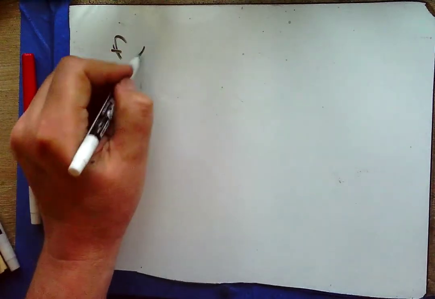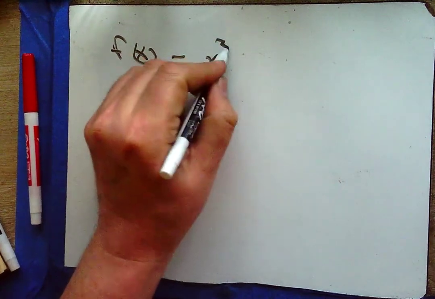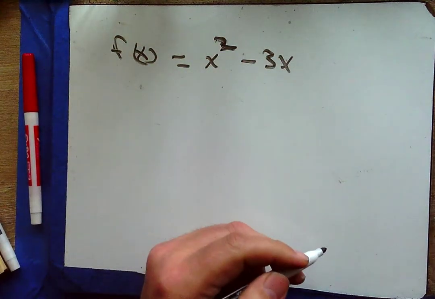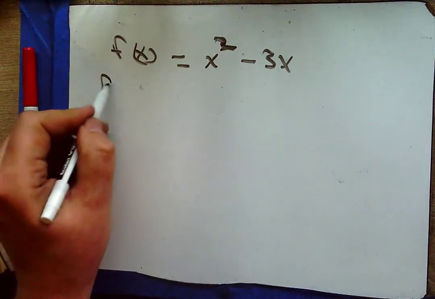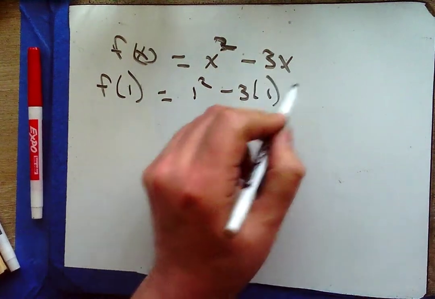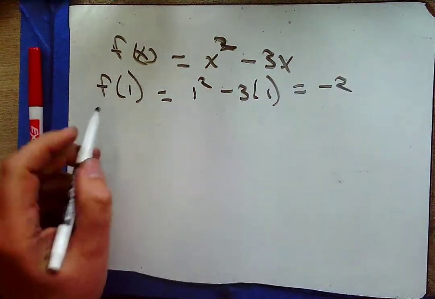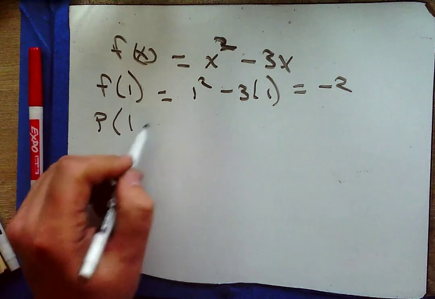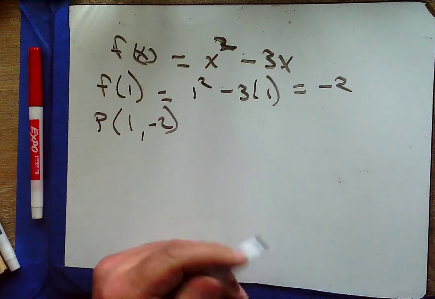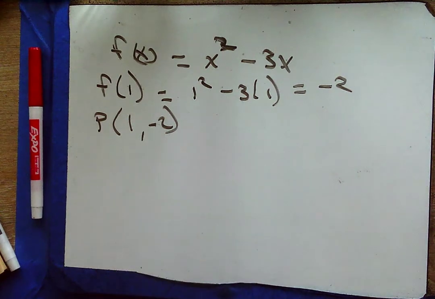Okay, well, let's take a look at the last problem then on this review worksheet. It says f of x equals x to the second minus 3x. Find the slope of the curve at the point f of 1. Well, that's going to be 1 squared minus 3 times 1, or negative 2. So the point is 1, negative 2. Find the slope at that point, then write the tangent line, then write the normal line.